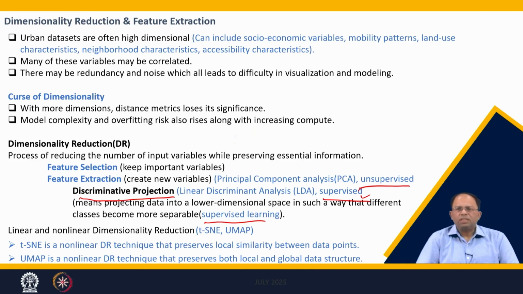So two of these techniques, which we will not cover in this lecture, but you can know about these two techniques, that is t-SNE. It is a non-linear DR technique that preserves local similarity between the data points. And UMAP, it's again another non-linear DR technique that preserves both local and global data structures. So these two other techniques also exist, but these are mostly focused on non-linear features, and how that is based on the nature of that particular data set.